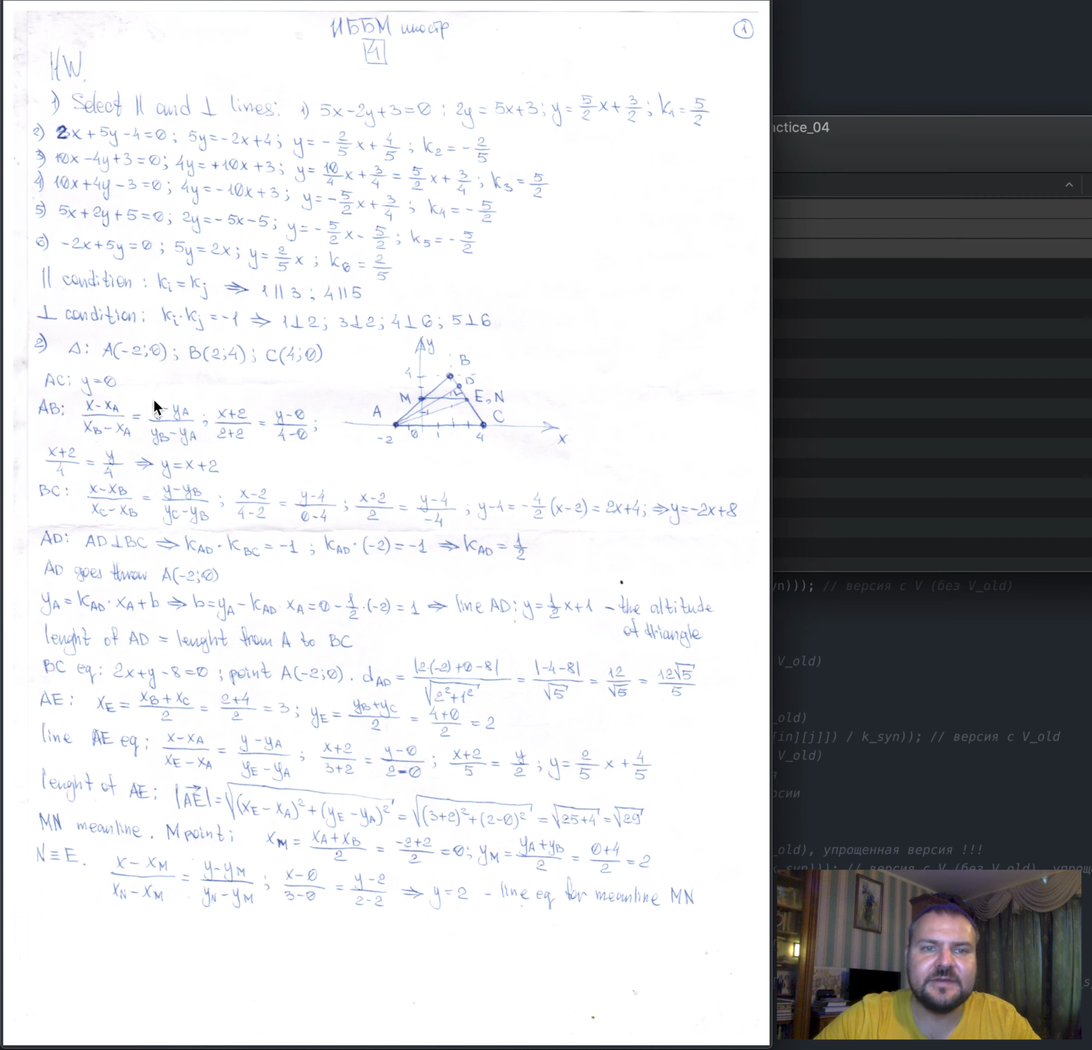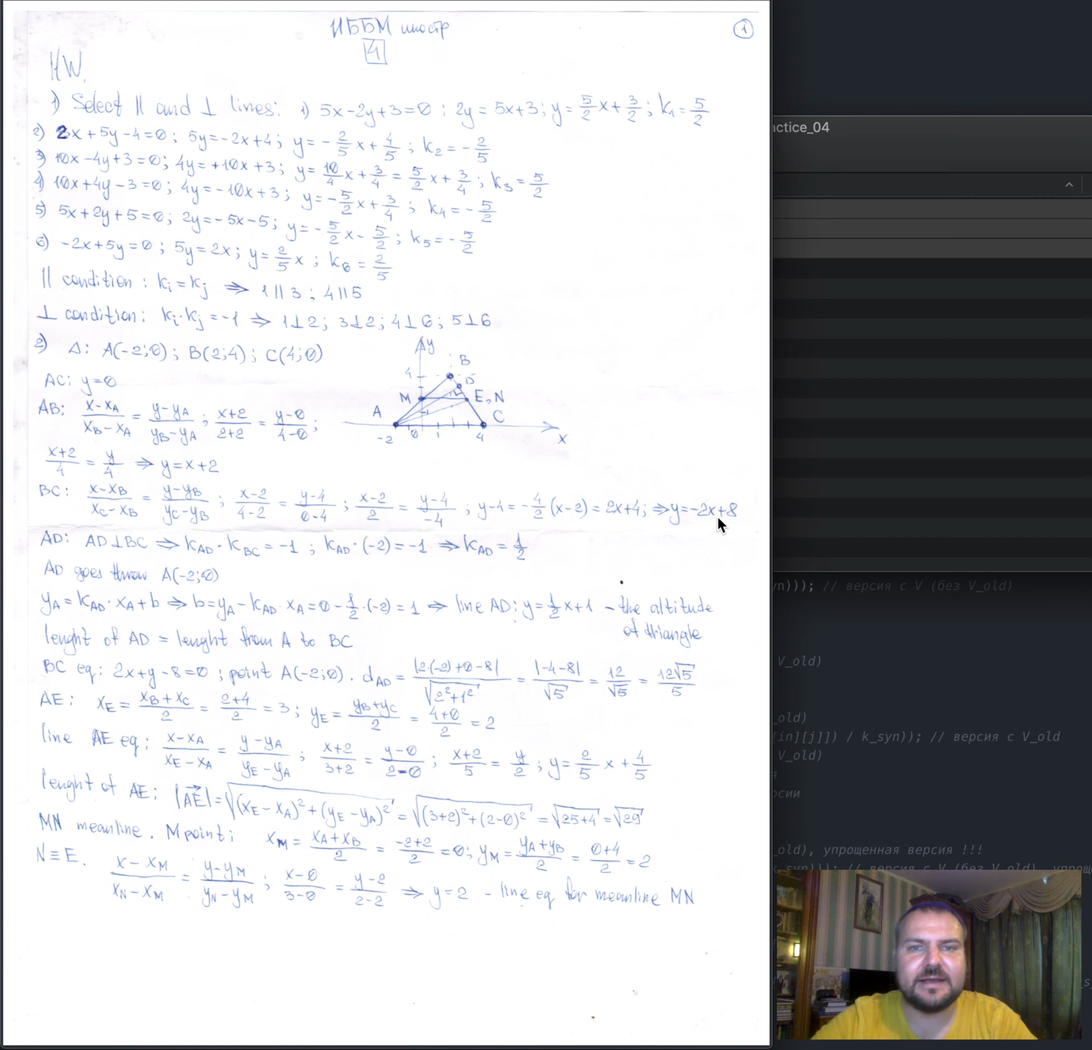The same situation with the BC line. We know the coordinates of the points B and C. We use the two-point expression for the line, put in the values, and we get y equals minus 2x plus 8.